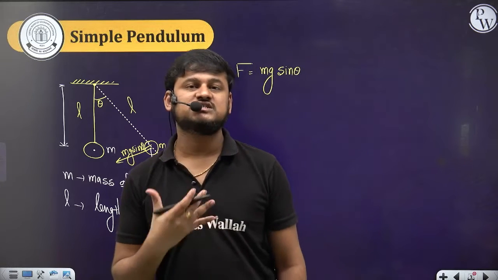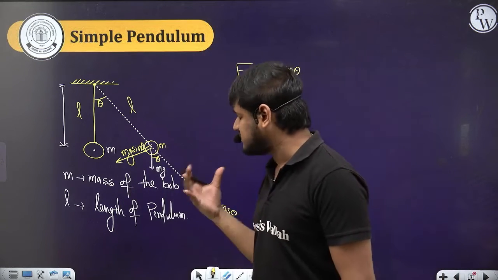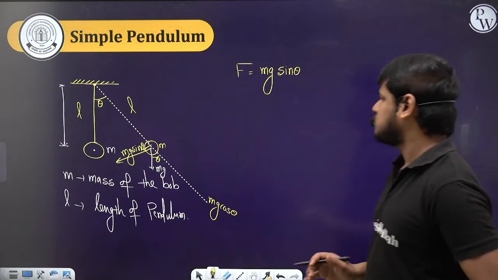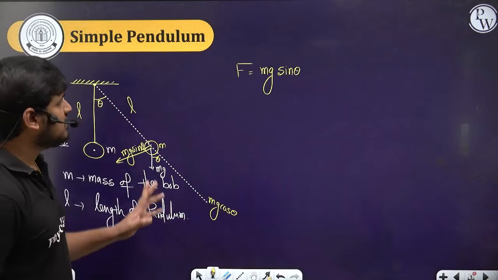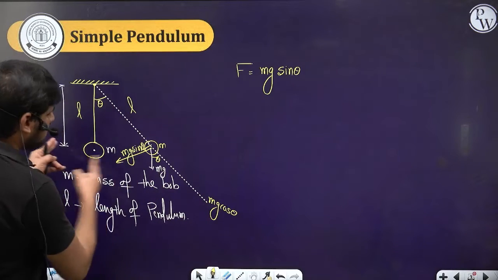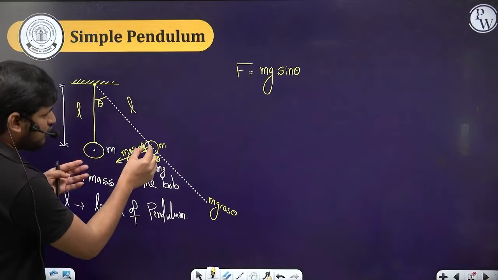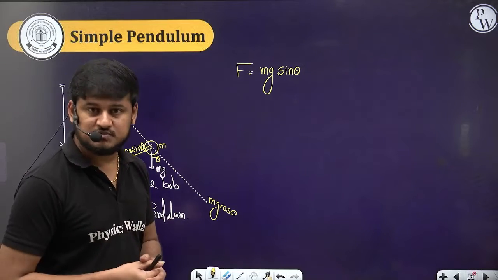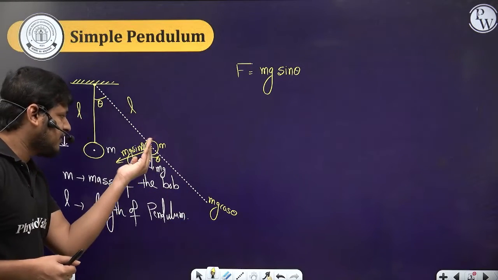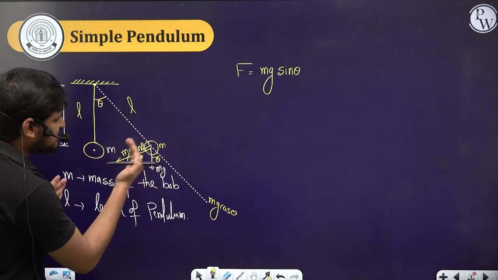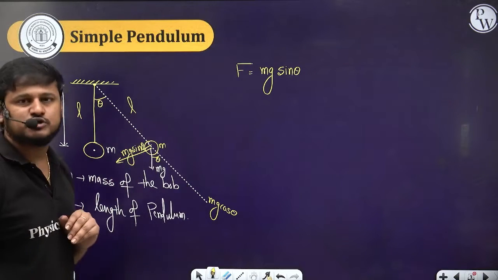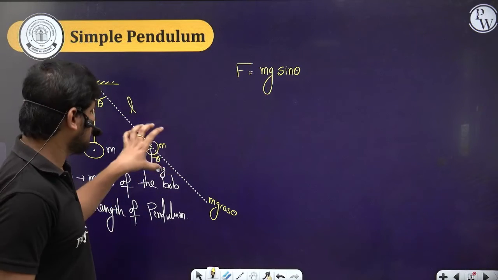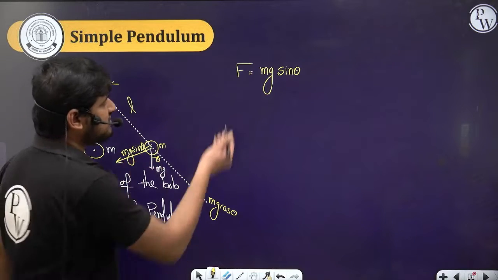Which force causes the restoring force? Which force causes the body to come back to its mean position? Understand carefully. The mg cos theta force is not responsible for the restoring force, that means it will not bring the body to the mean position. So which force is responsible for bringing the body from here to the mean position? Obviously mg sin theta, which is towards the mean position. So I represented the force responsible for bringing the body from some position to the mean position, which is mg sin theta.